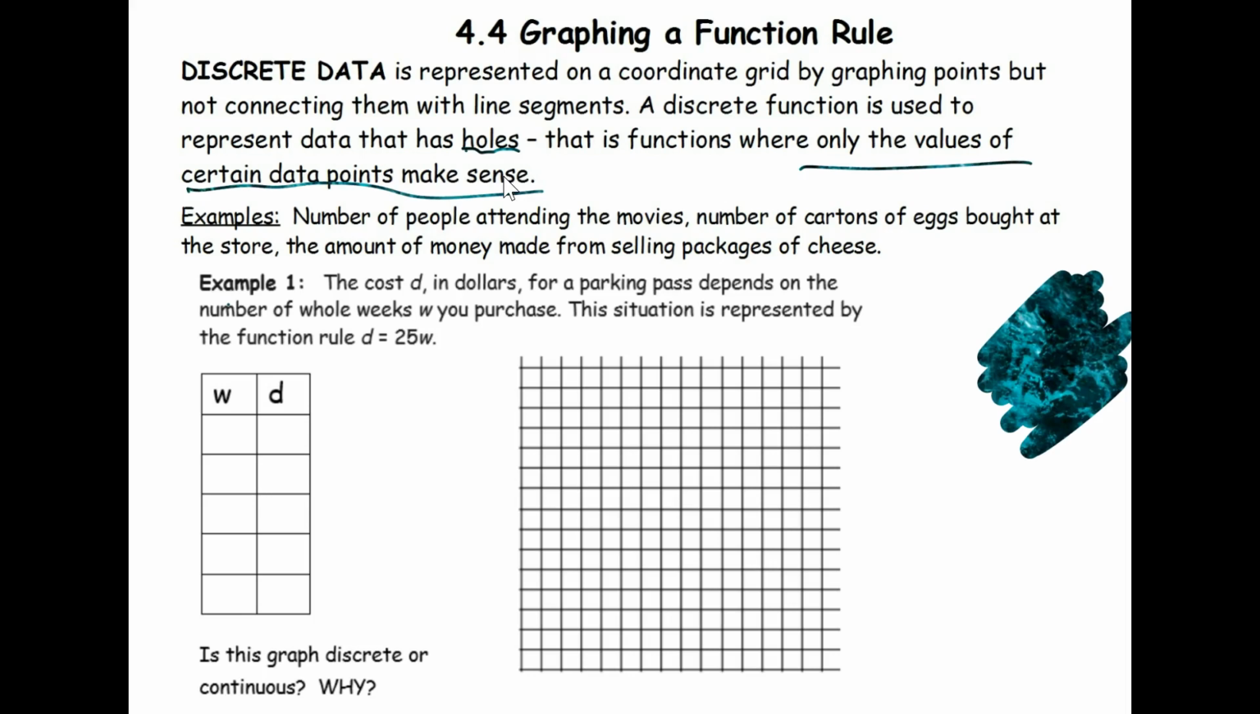Now, y'all, we seen discrete data when we were asked to find the domain of different word problems. And we were like, hey, it doesn't make sense to break this up into anything other than integers. Integers are whole numbers and their opposites, because we can't have a half of something. So, for example, the number of people attending the movies, number of cartons of eggs bought at a store, the amount of money made from selling packages of cheese are all examples of discrete data, because you can't have 3.5 people go to the movies. You can't buy 5 3/4 cartons of eggs. Okay, you can buy 2.5 dozen eggs in one carton. You can't buy 4 2/10 packages of cheese. You can buy 4 2/10 pounds of cheese, but not packages. So therefore, this data only makes sense for certain point values.